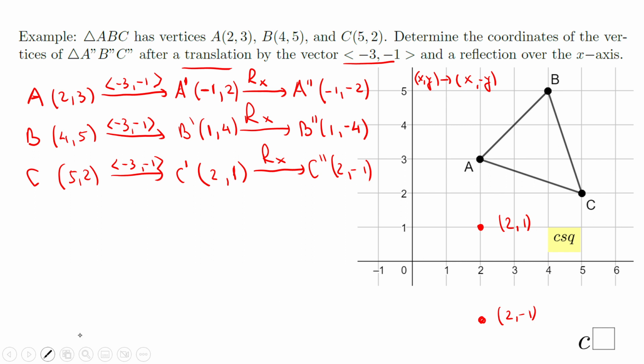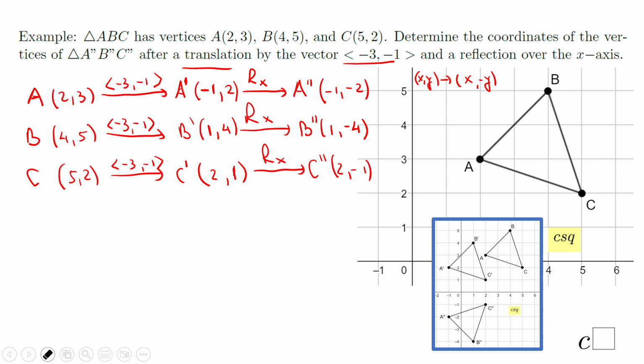I have here the picture. Now let me erase these guys so we can see the picture and see if we were correct. Now you notice this is the original picture, this is the translation, left 3, 1 down, and then reflection over the x-axis. A double prime is -1, -2, B double prime is 1, -4, C double prime is 2, -1. So we are correct. So also you can do this problem graphically if these rules do not help you.